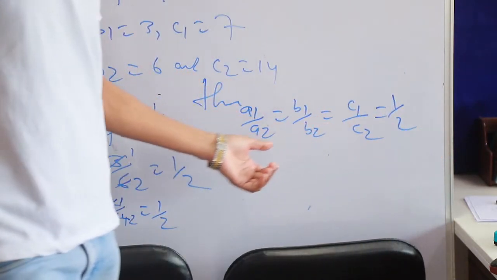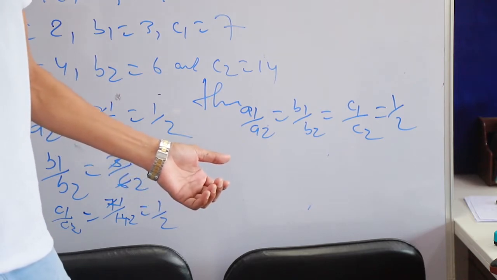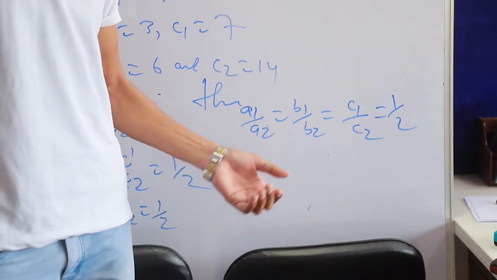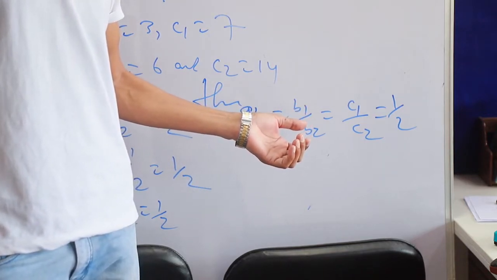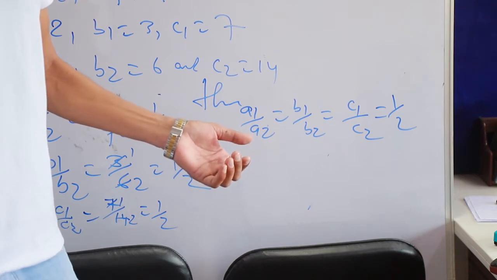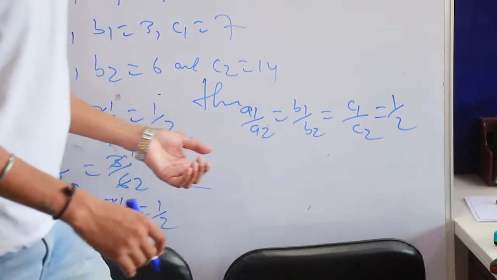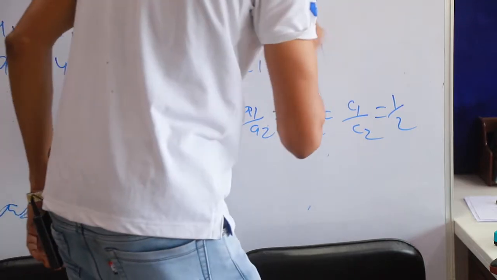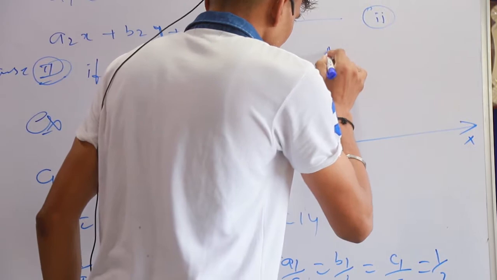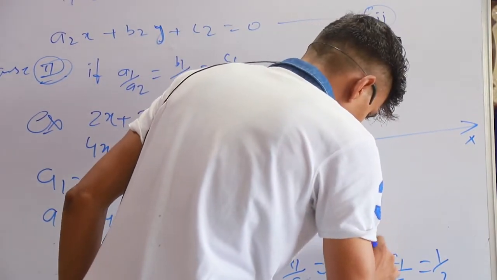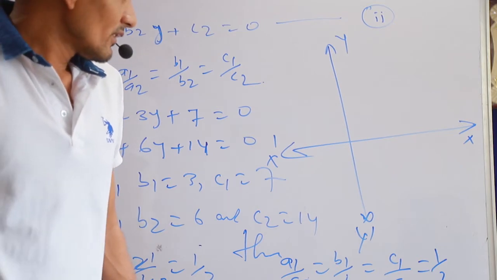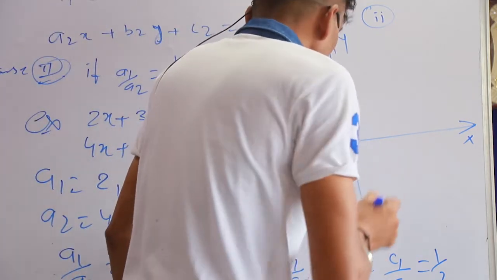In this condition, the pair of linear equations has many solutions, and the nature of the graph of these equations will be coincident lines. That means the graph of one equation will overlap the graph of the other equation. That means you will get a graph like that. That is the number line. Now we have to draw the graph like that.